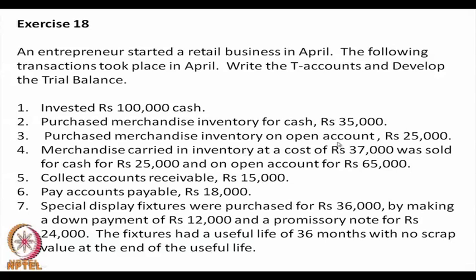Then this merchandise, which was purchased only for 37,000, could be sold for 90,000 in the market. So, the remaining amount is the profit. But this amount of 90,000 could not be realized in cash in the same month. He could get cash only up to 25,000 and the remaining was on credit. So, cash position increases. This amount will be debited to cash, cash being an asset.